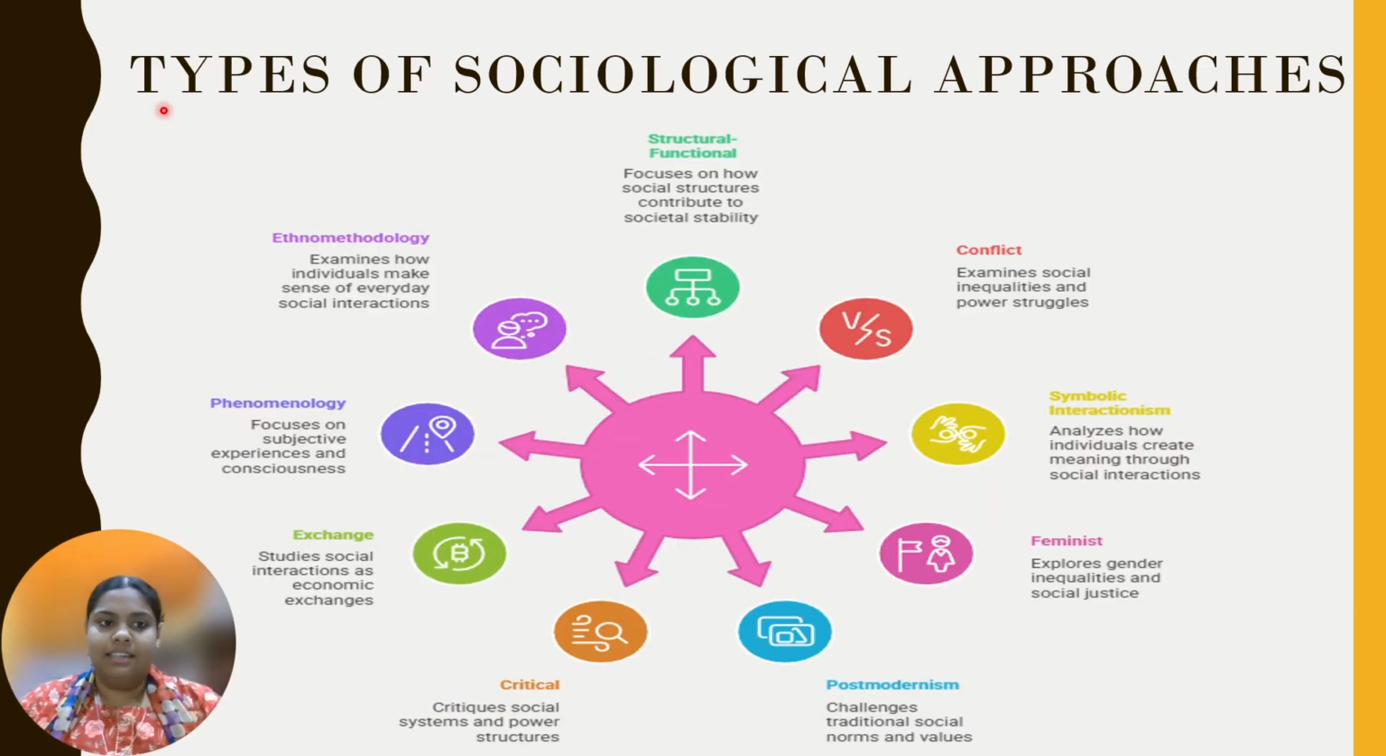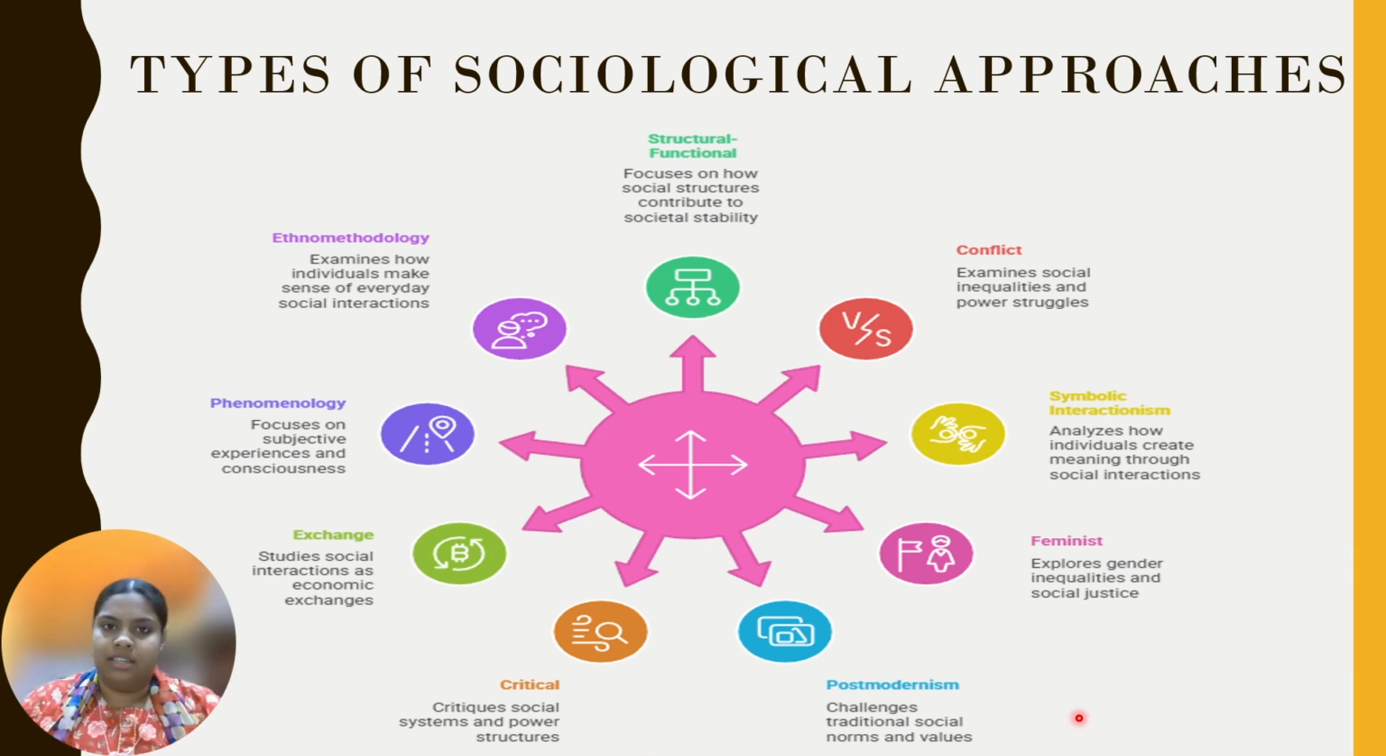Now, let us see types of sociological approaches. The first one is structural functional approach. It helps us to see how the societal structures contribute to its stability. Next, conflict. It helps us to see how various social inequalities and power struggles affect the society. Next, symbolic interactionism. It helps us to define how individuals create meaning through various social interactions. Next, feminist. As we know, in our society, various discrimination is done against a particular gender. It studies that part of the society.